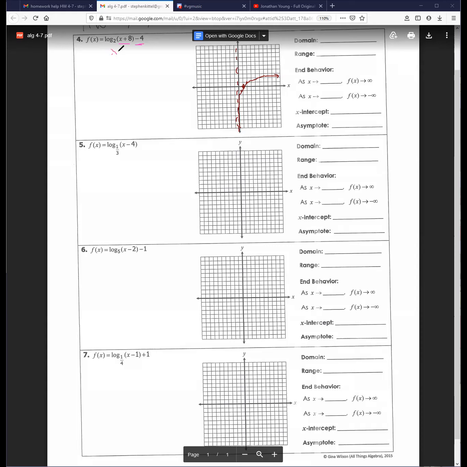Well, this is like x minus -8, so that's going to be 8 to the left. And the -4 outside is going to be 4 down. So if we go to (-8, -4), this point, wait, 1, 2, 3. Yes, this point right here is like our new origin. So what that means is that our asymptote will instead pass through this spot.